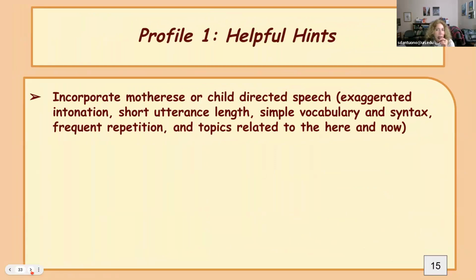Incorporate motherese or child-directed speech: exaggerated intonation, short utterance length, simple vocabulary and syntax, frequent repetition, and topics related to the here and now. So like my son just had a baby. So when I'm on FaceTime with him, I'm like, hi, it's Mimi. My tone is higher and it's just something you kind of do more naturally. I'm not going to talk to a child that's 18 months old the way I'm talking to you guys, right? I'm going to use more simple sentences so that I'm modeling the beginning of language structure.